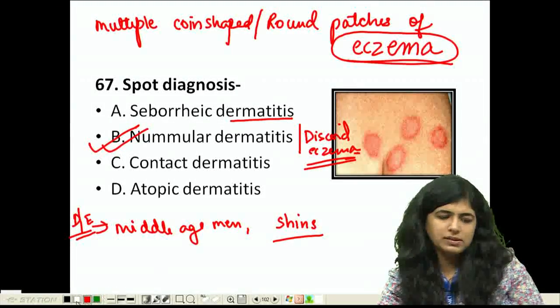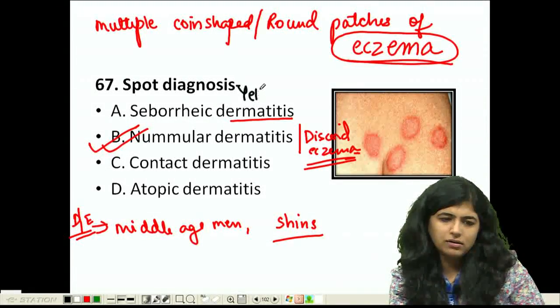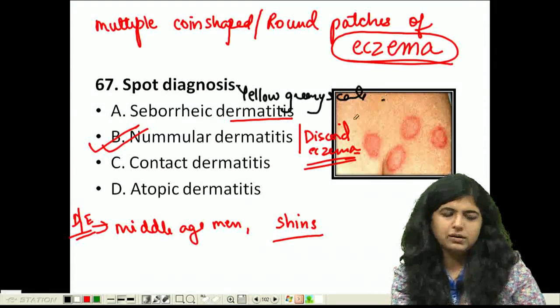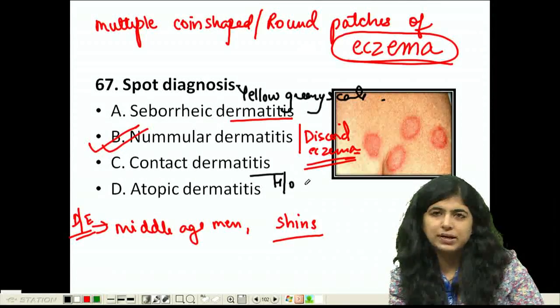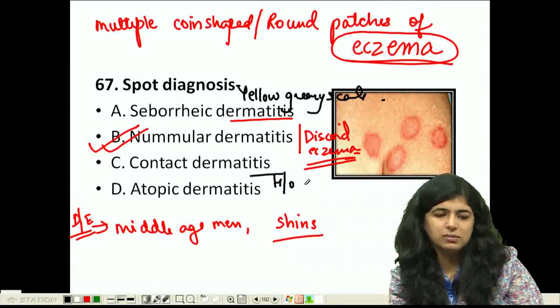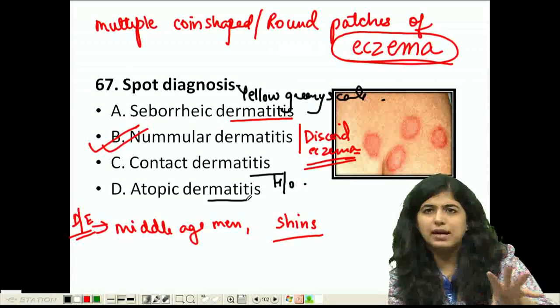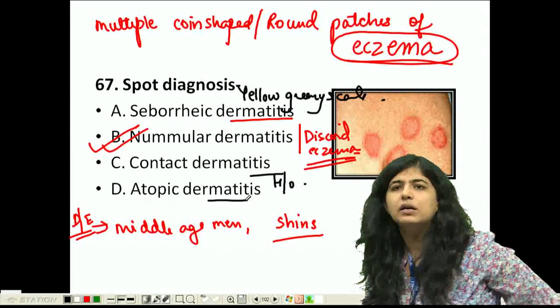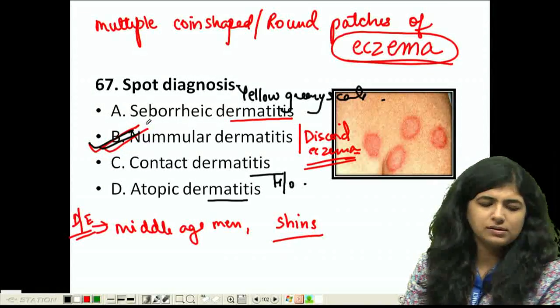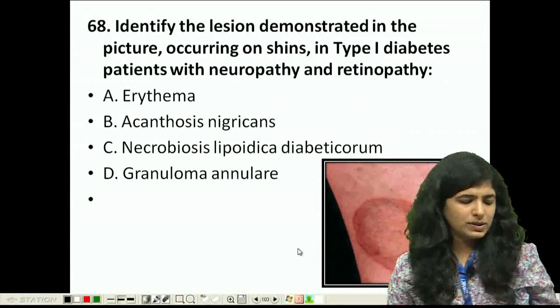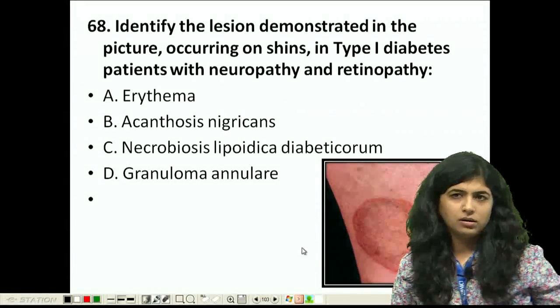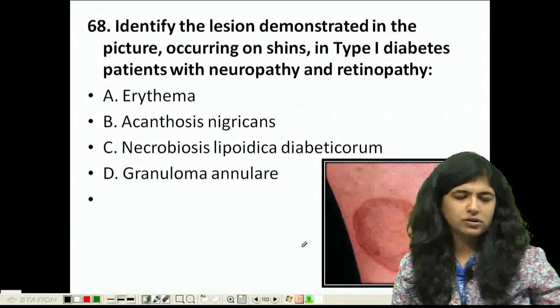Seborrheic dermatitis, what would this have had? This would have had yellow, greasy scales in the typical pattern. Contact dermatitis would give you history of dermatitis. It is not a morphological diagnosis. You cannot just see it and say it is contact dermatitis. Atopic dermatitis, again, not the typical clinical picture. Nummular dermatitis is the answer. Good. Moving on to the next question.